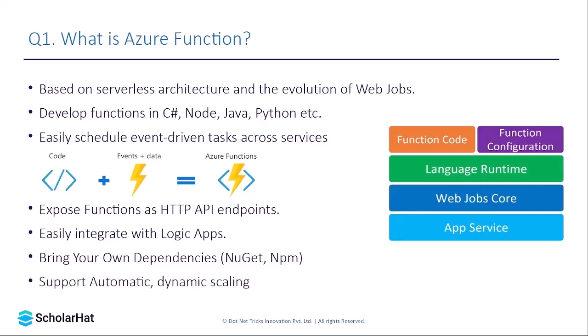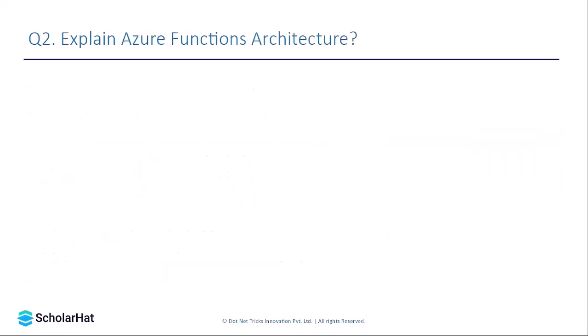And finally, you can say it supports automated and dynamic scaling. So with the help of Azure function, you can automatically scale your application depending upon your workload. If you say, okay, I'm getting enough traffic right now and I need to increase my processing power, Azure function is capable of doing this. It can scale automatically and it can scale dynamically as well. This is all about an Azure function. In the next slide, we'll discuss Azure function architecture.